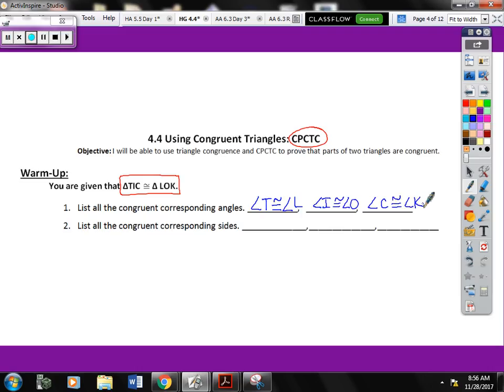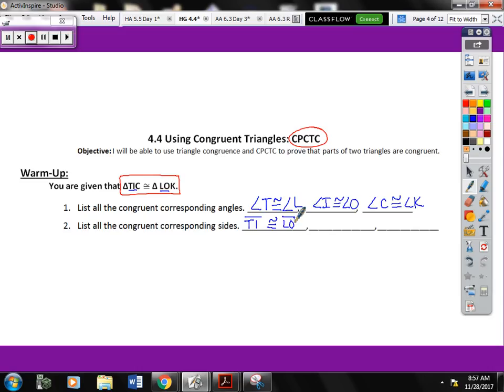So once you know the triangles are congruent, you know that you'll have three pairs of congruent corresponding angles. You'll also have three pairs of congruent corresponding sides. So for example, segment TI is going to be congruent to segment, that's the first two letters, and the first two letters would be LO.